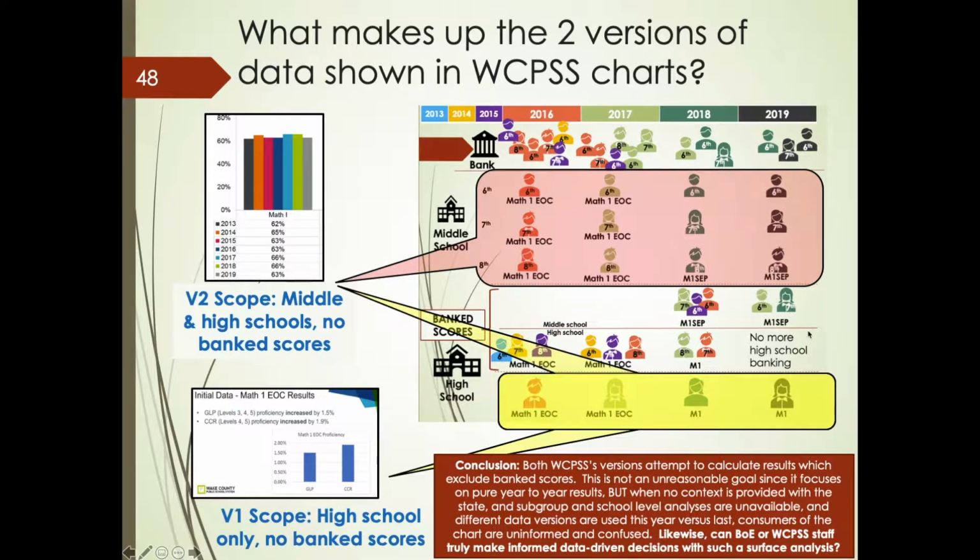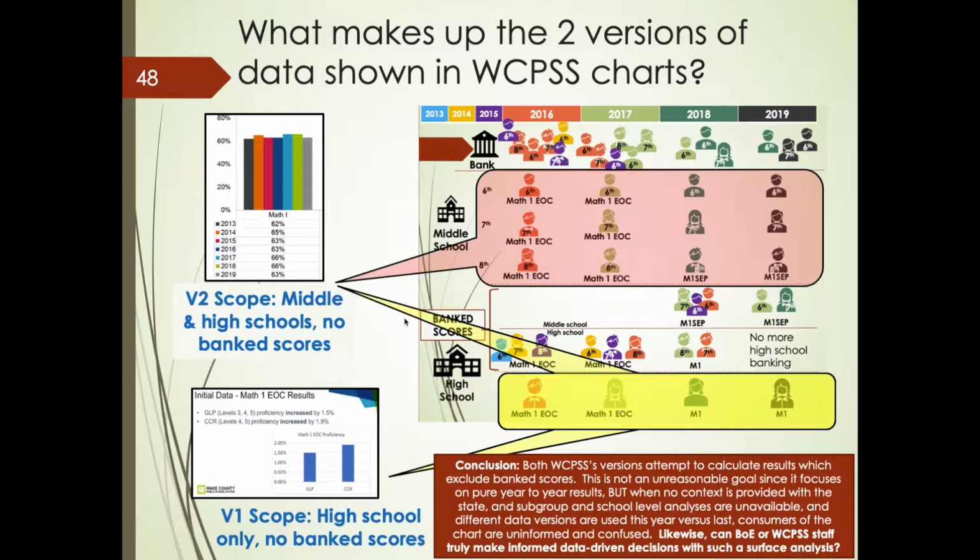All the banked scores from all these students who did their test in previous years are not included in these numbers. And then for V1, this is high school only, no bank scores. So again, that's just these students that take the Math 1 EOC in high school, no bank scores. After going through this and getting to this point, I can understand the desire to get a clean, current year only picture of what Math 1 EOCs look like over the last several years, especially as we've changed the curriculum. It's not an unreasonable goal to want to do that.